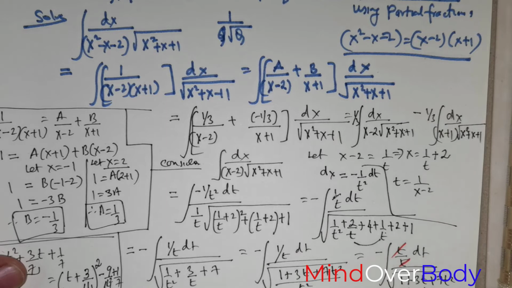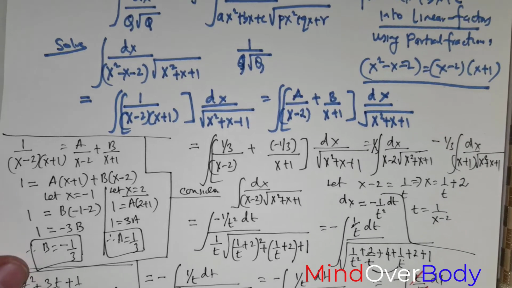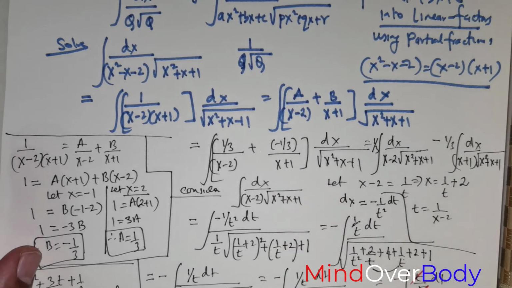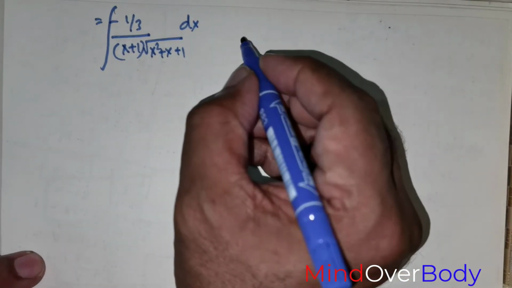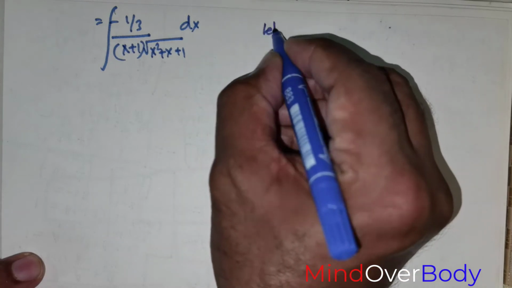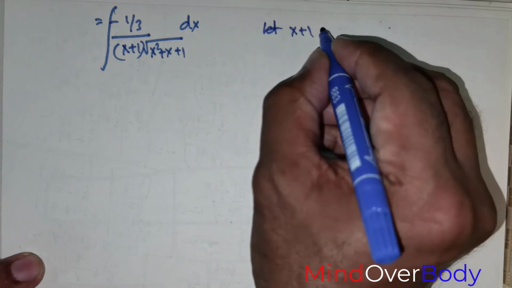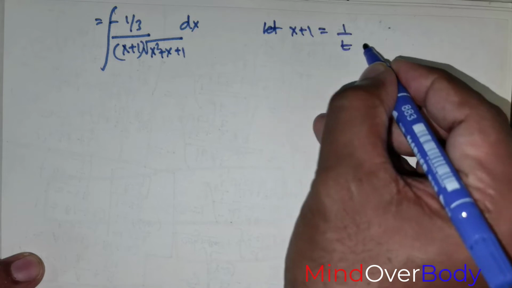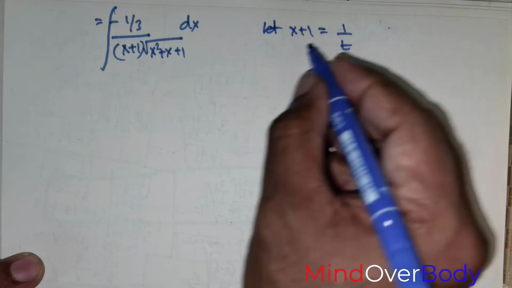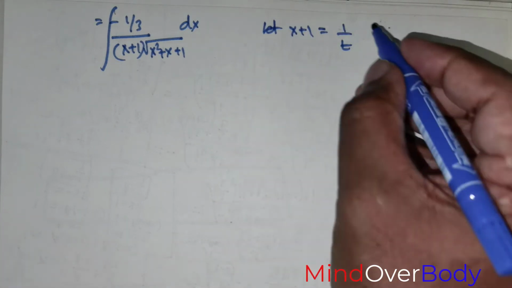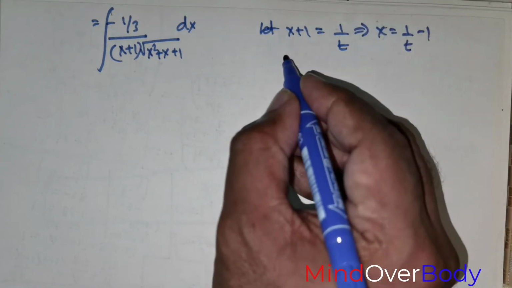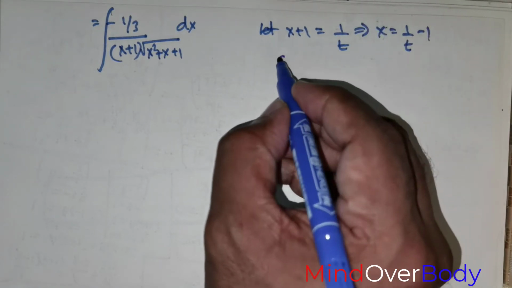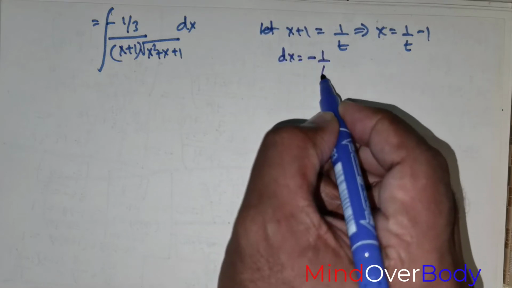So let's go to a new page and find out the simplification of this quantity. So we are expected to simplify and evaluate this. So what I'm going to do, I'm going to say let x positive 1 be equal to 1 over t. From here we can extract x. So this would mean x is equal to 1 over t negative 1. If I were to differentiate this, this is going to give me dx is equal to negative 1 over t squared times dt.